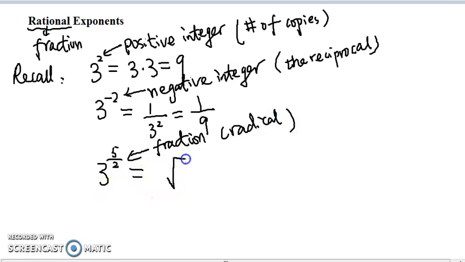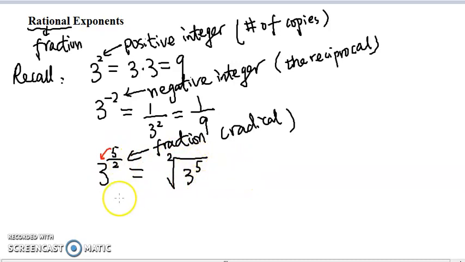First we put a radical sign, and the numerator of the fraction will stay as the exponent of 3. So we're going to have 3 to the 5th. But this 2 means 1/2. This 1/2 will become the little index. So 3 raised to 5 halves means the square root of 3 to the 5th.